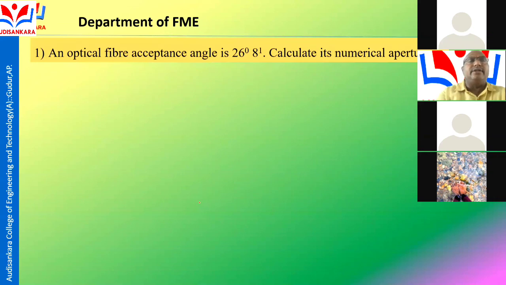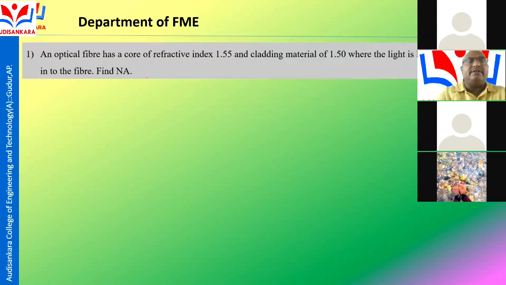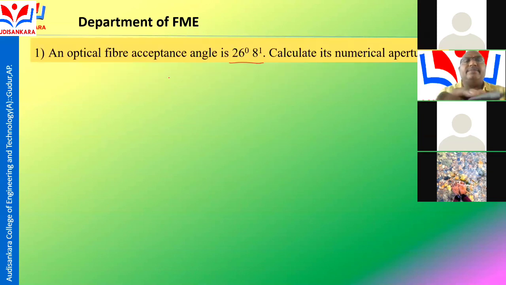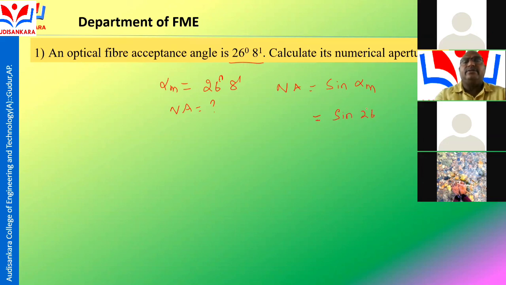Okay, next problem. An optical fiber acceptance angle is 26 degrees 8 minutes. Calculate the numerical aperture. So the numerical aperture NA formula is NA is equal to sine of the acceptance angle. So the acceptance angle alpha m is equal to 26 degrees 8 minutes. Then you will find the numerical aperture NA. NA is equal to sine alpha m, that is equal to sine 26 degrees 8 minutes. So what is the value, please?